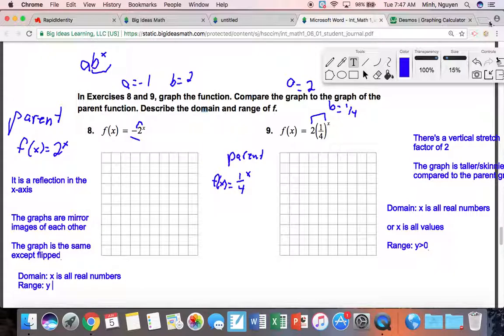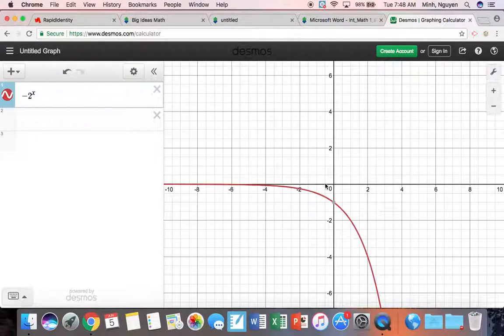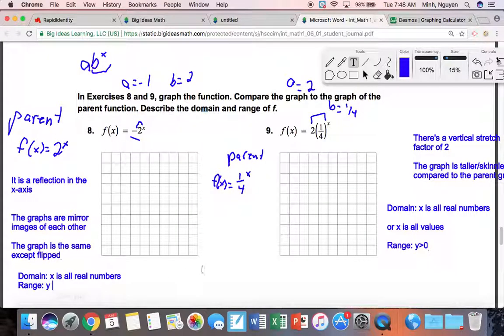Range. Y, will I ever be able to go above 0? And the answer is no. Range: y is less than 0. And that's it. If you wanted to use your words, you could just say y is less than 0. And for x, you'd have to say negative infinity less than or equal to x less than or equal to positive infinity.